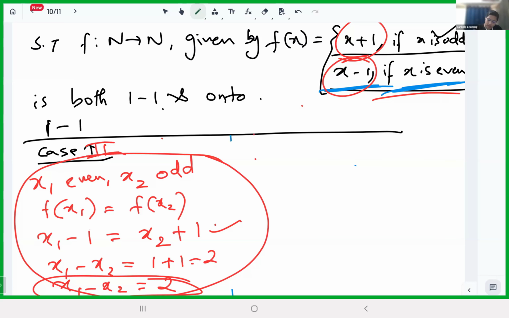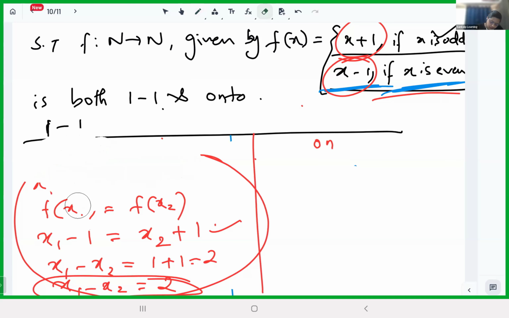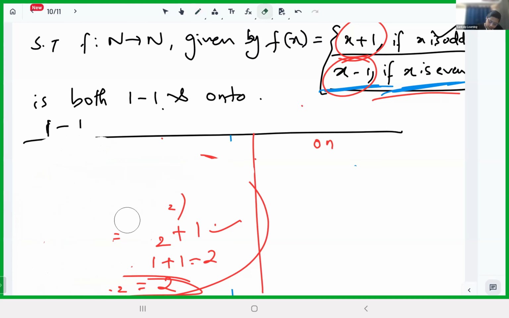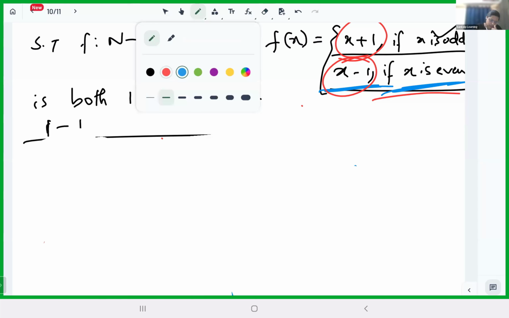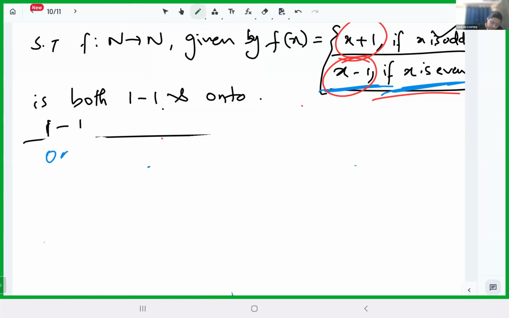Now we are moving on to the onto part. I'm choosing a random element y from N, such that f of x equals y.